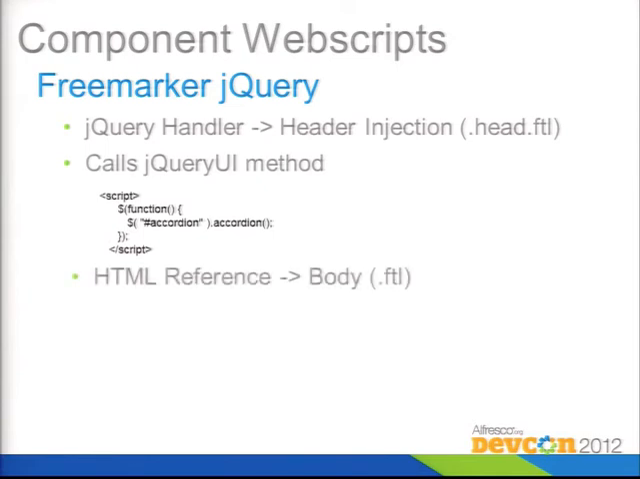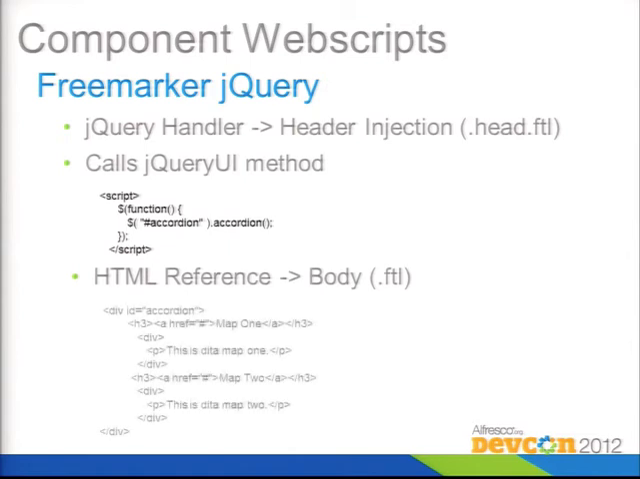So this code gets executed when the page loads, and then it fills in the rest of the references here. So there's an ID there that actually points back to the reference up in the script here. So this is the code that actually gets displayed for the accordion itself.